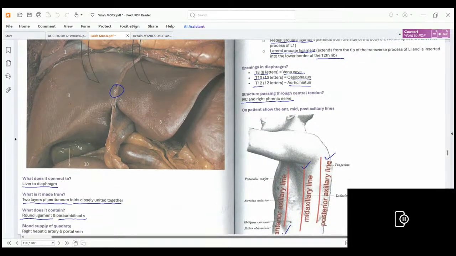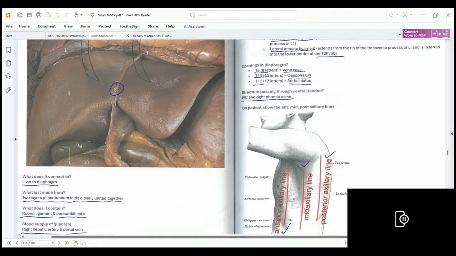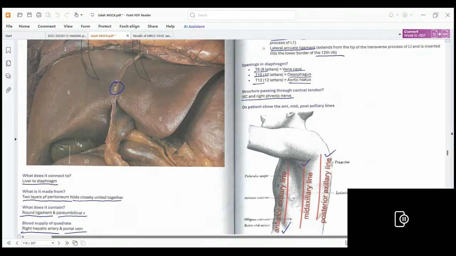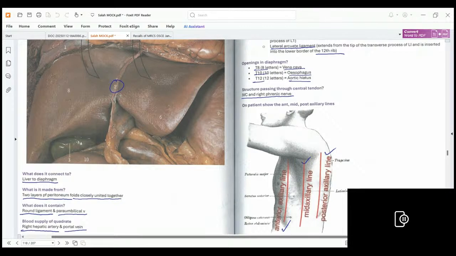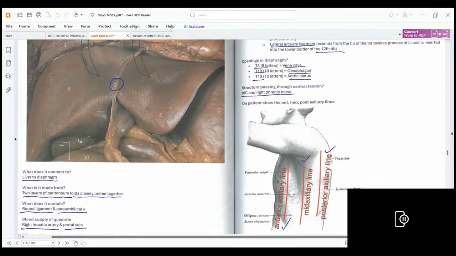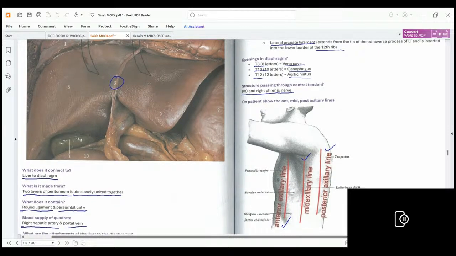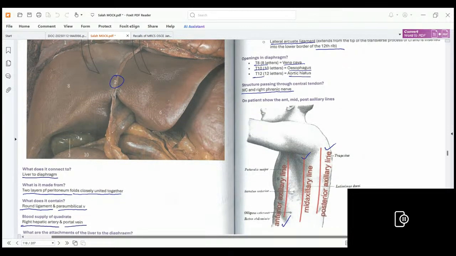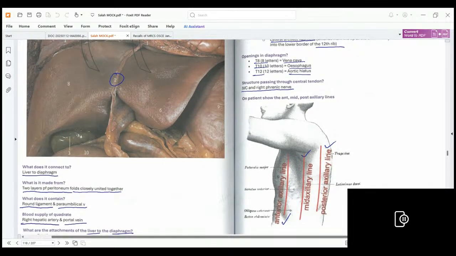Blood supply of the quadrate lobe. The quadrate lobe blood supply is near the portal hepatic, so it is from the right hepatic artery and portal vein. The quadrate lobe gets blood supply from the right hepatic artery and portal vein.